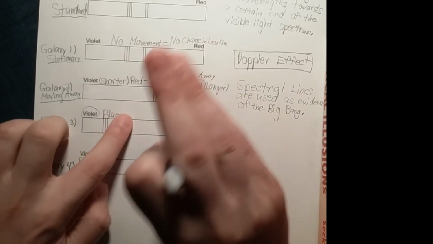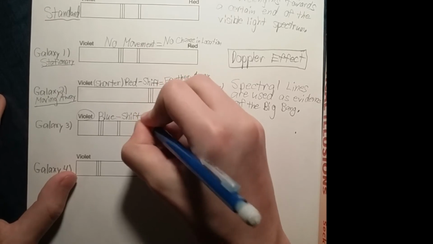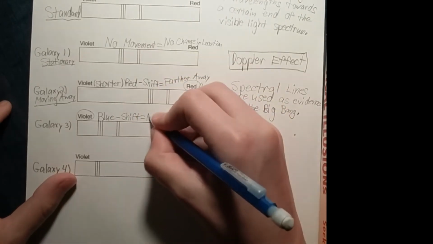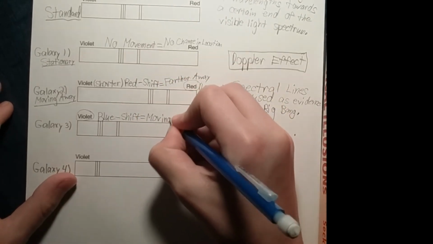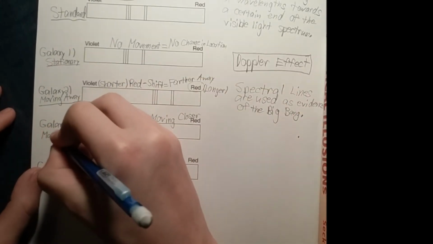So we're going to label that, if my pencil didn't break. Blue shift equals moving closer. We'll label that over here, moving closer.